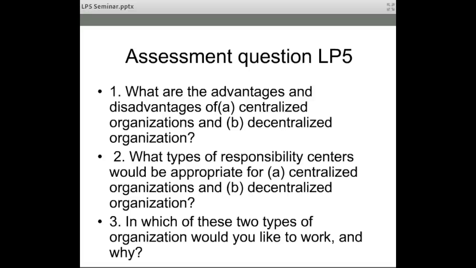So here are the assessment questions. 1, what are the advantages and disadvantages of A, a centralized organization, and B, a decentralized organization? 2, what types of responsibility centers would be appropriate for a centralized organization and B, a decentralized organization? And which of these two types of organizations would you like to work for and why?